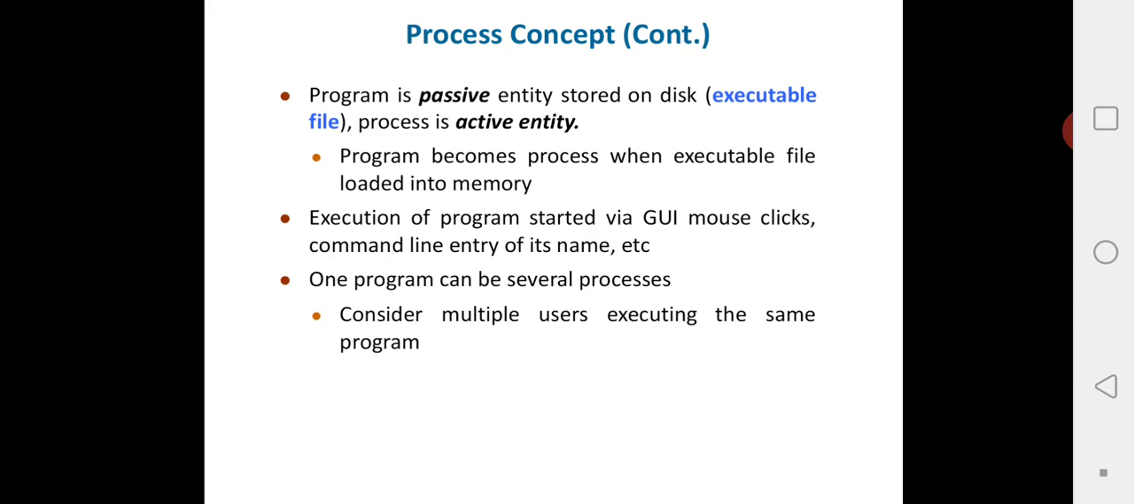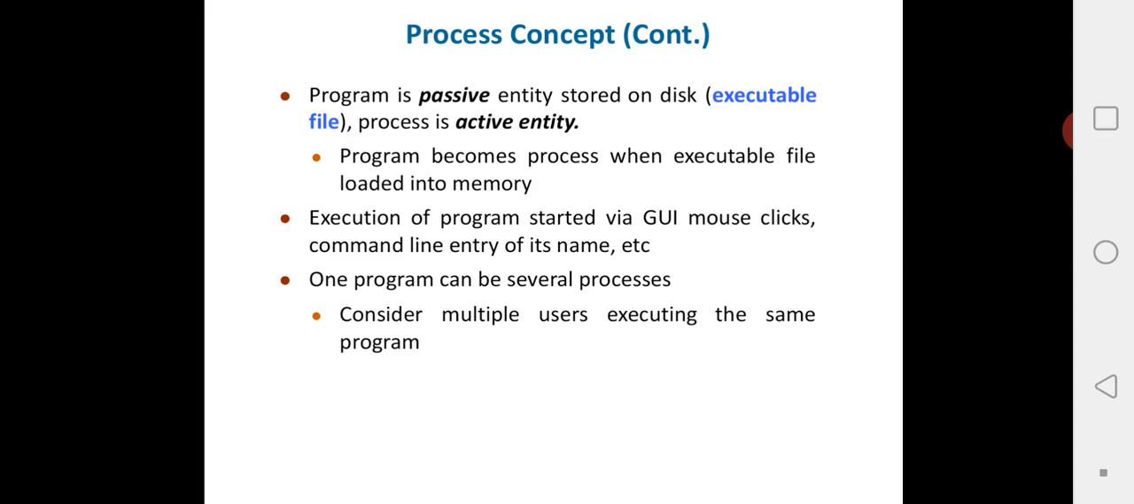Program is a passive entity stored on a disk, whereas process is an active entity. Program becomes process when an executable file is loaded into the memory. So there is a narrow difference between a program and a process. You can say that program is a passive entity, whereas process is an active entity. Active entity means it is currently being executed. So whenever you are loading a program into the memory for execution, it will become a process.